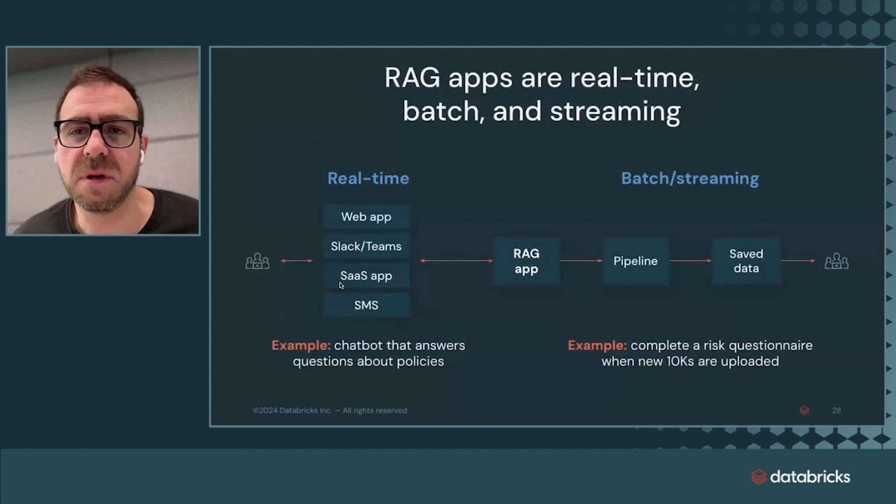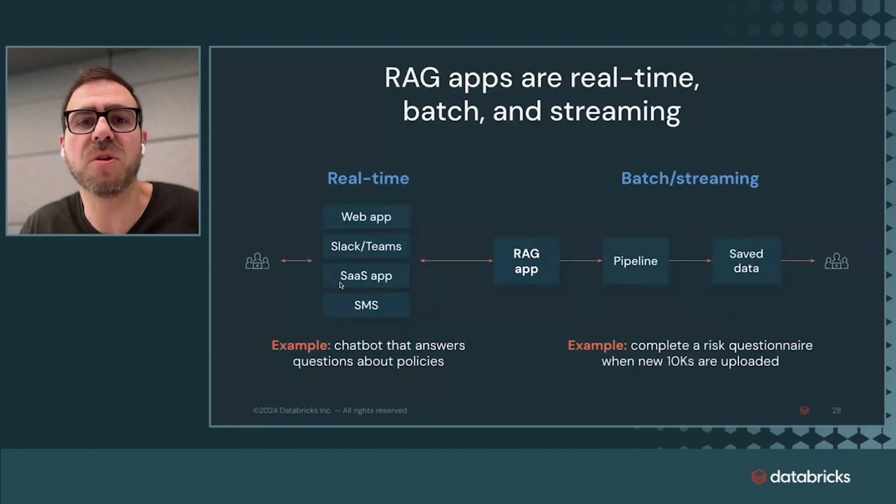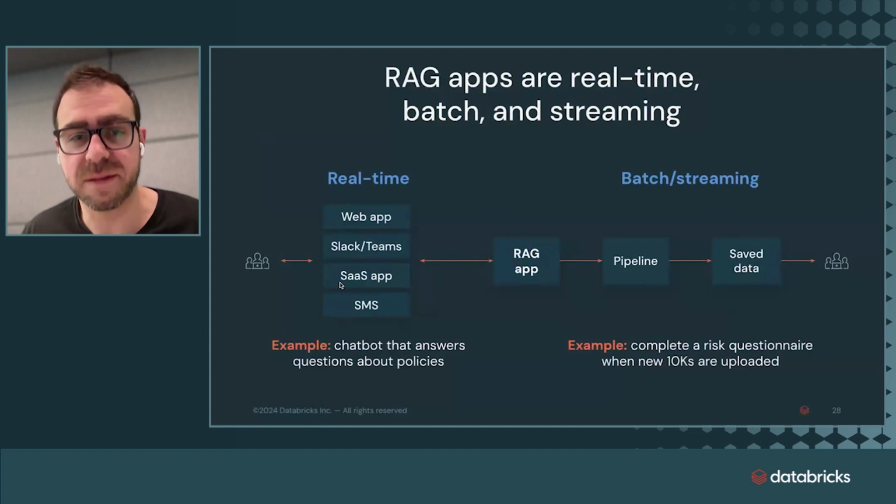Now, RAG apps are real-time, batch, and streaming. On the left, real-time apps, this is the most popular form of RAG. An example here is a chatbot that can answer questions about your policies. However, some applications are also batch and streaming. For example, perhaps a pipeline that updates a questionnaire every time new documents about a customer are uploaded.